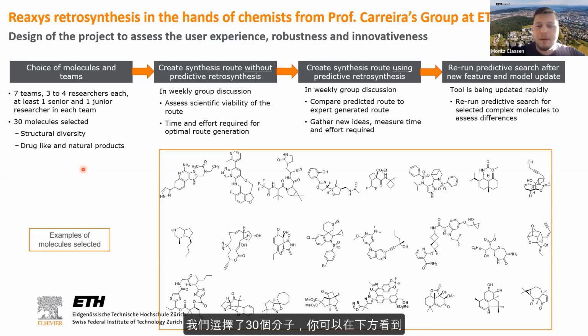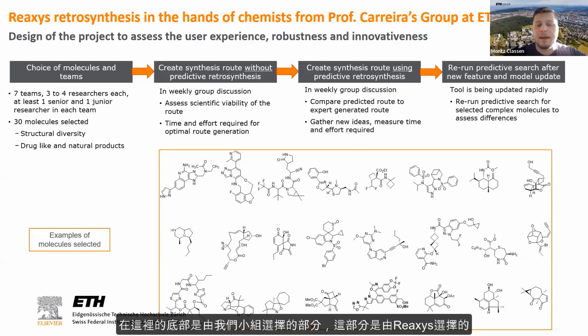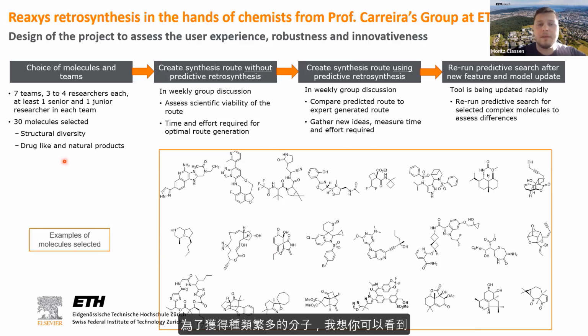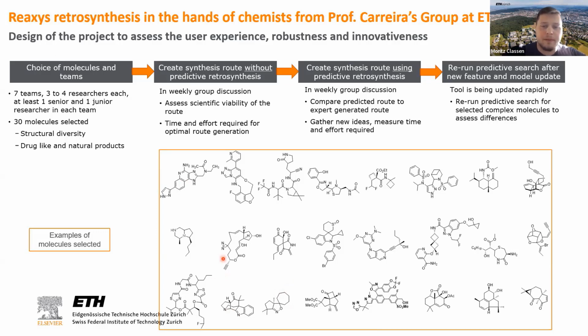We then selected 30 molecules, which you can see at the bottom here. These were partly selected by our group and partly selected by Reaxys. This is in order to get a huge variety of molecules, and I think you can see this down here. The structural diversity is quite large. You have drug-like compounds and molecules that more resemble classical natural products, more in the diterpenoid space. This is something our group, for example, is very interested in.